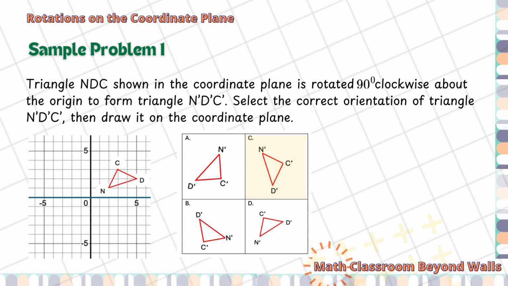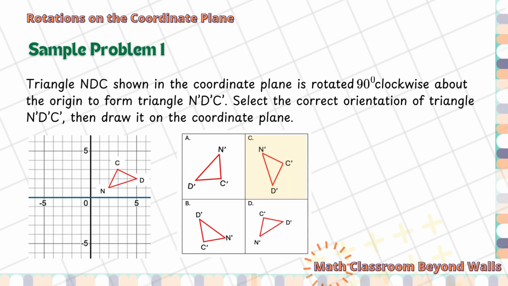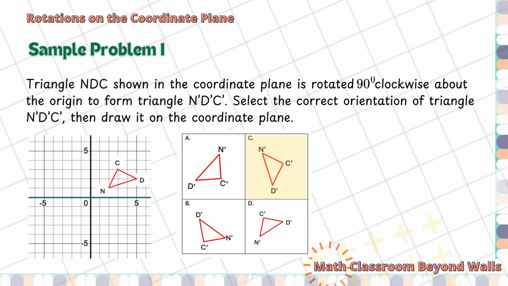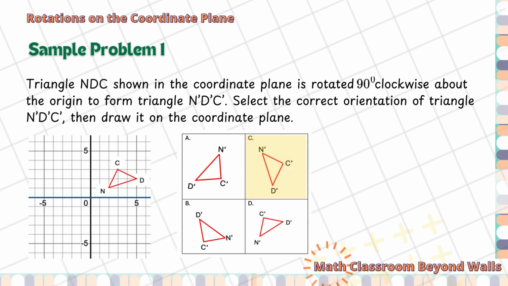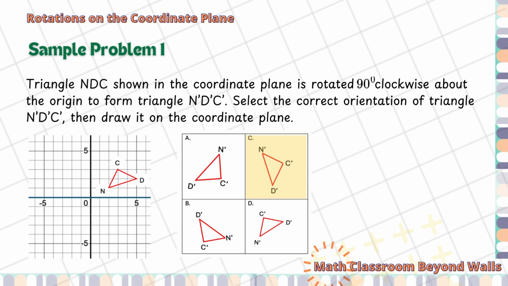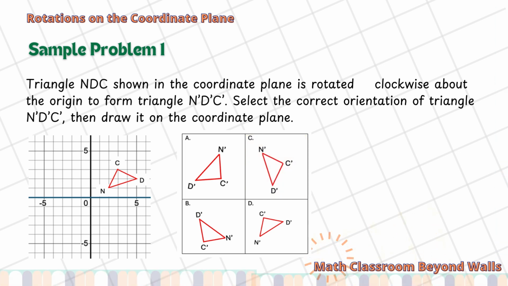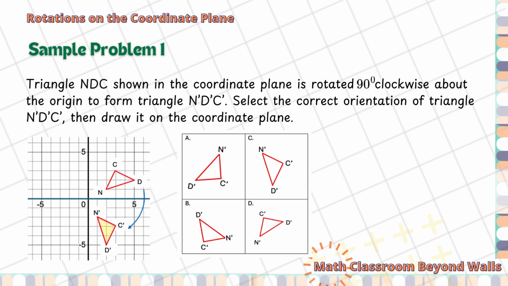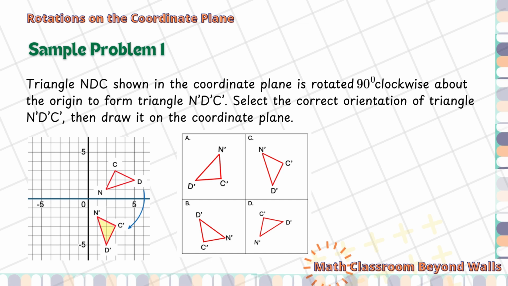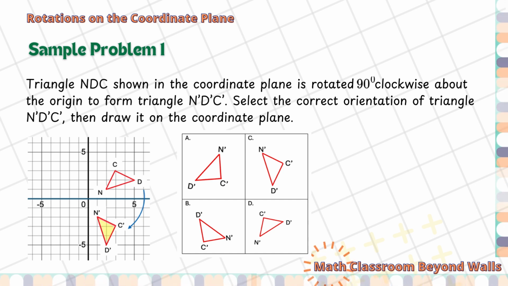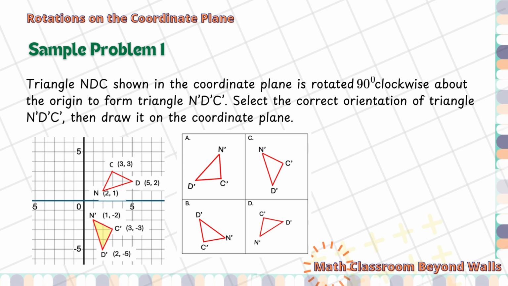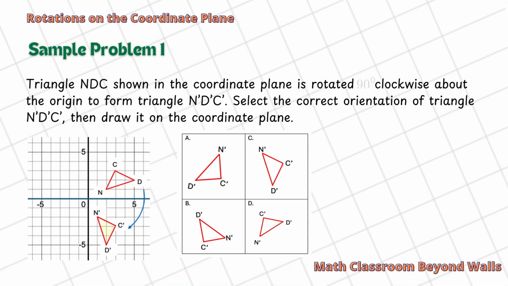Because we have done the rotation of triangle NDC to form triangle N prime, D prime, C prime on the coordinate plane, we have also answered the second question. Did you realize that, learners? Here's the graph of triangle N prime, D prime, C prime, the image with the preimage. And here are the coordinates of the vertices of the preimage and the image.